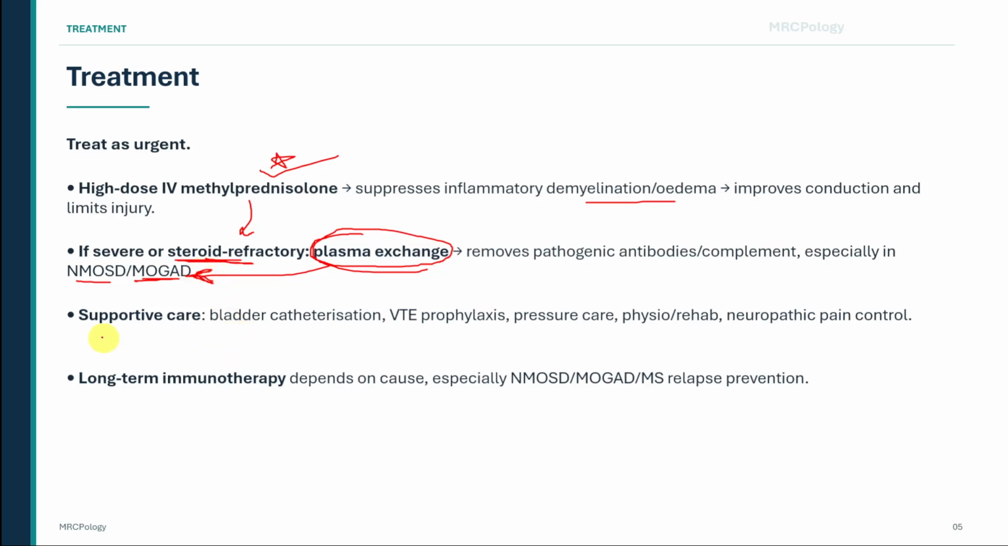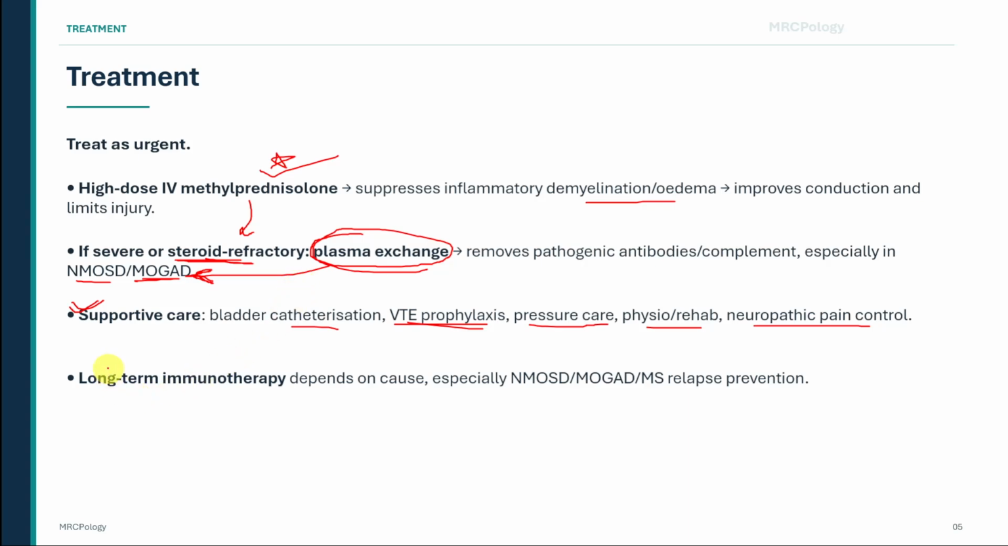Supportive care is not optional. Catheterize if there is urinary retention. Give venous thromboembolism prophylaxis if immobile. Protect the skin from pressure injury. Start physiotherapy and rehabilitation early. Treat neuropathic pain, manage bowel function, and monitor respiratory function if the lesion is high cervical.